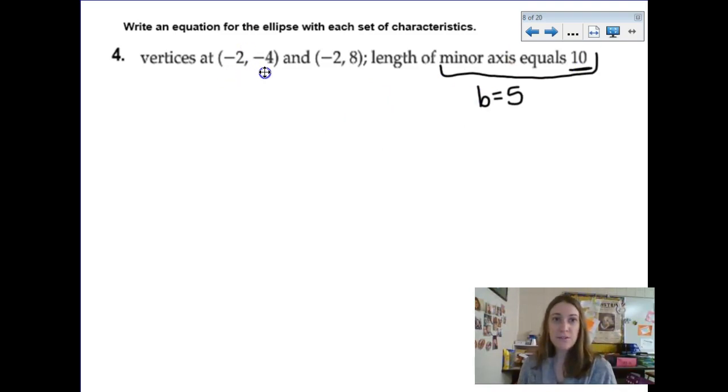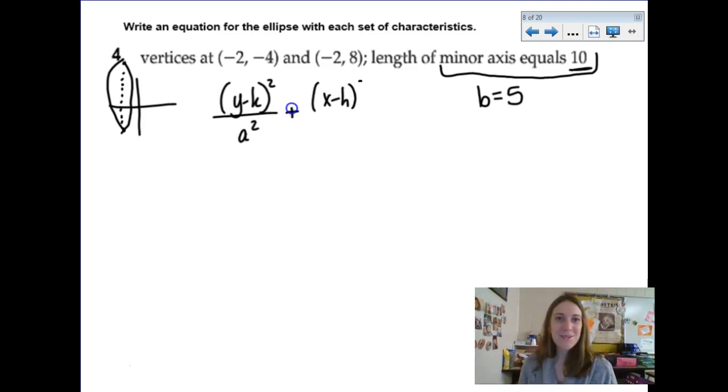The vertices are negative 2, negative 4 and negative 2, 8, and again, I really like sketching a really ugly plot, apparently. So we have a lovely vertical ellipse. Totally looks like a caterpillar cocoon. So ugly. All right, so a vertical ellipse is going to use this formula: (y minus k) squared over a squared plus (x minus h) squared over b squared equals 1.